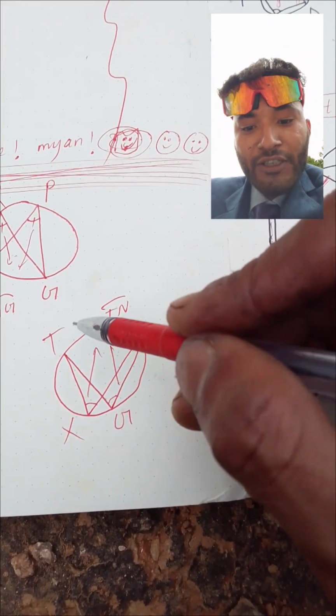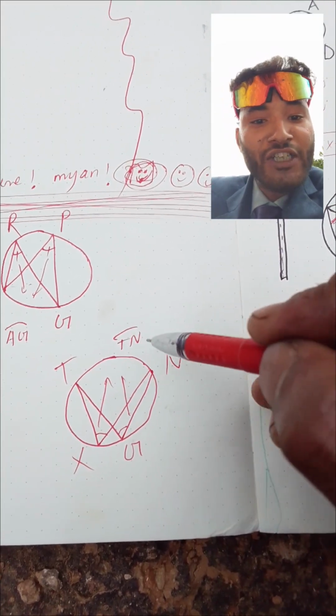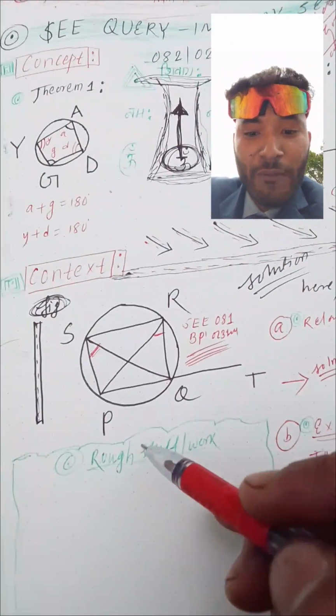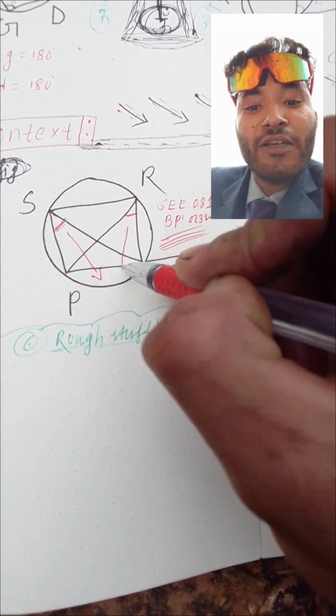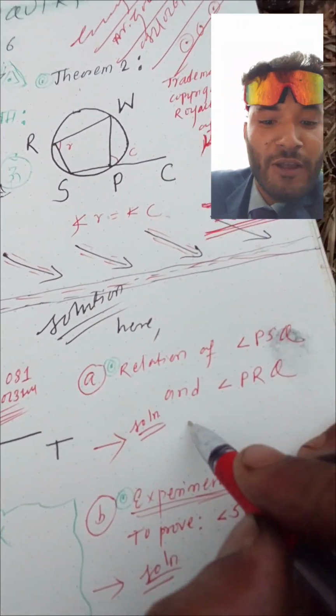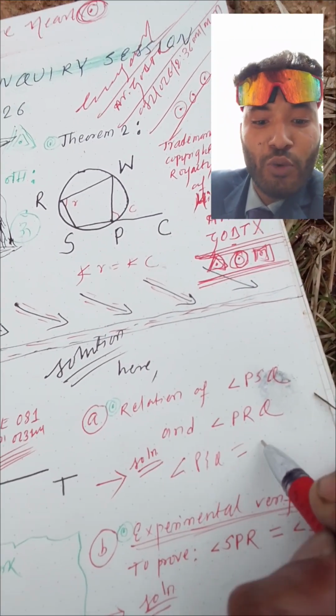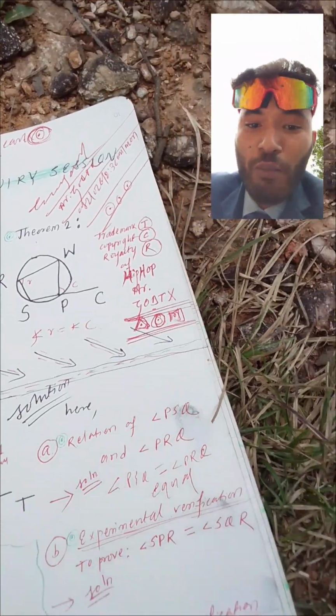Here, angle TXN and angle TGN are standing on the same arc TN. That's why they are equal. Same thing here: angle PSQ and PRQ are standing on the same arc PQ, right? That's why they are equal. So the relation is angle PSQ is equal to angle PRQ. Or simply you can write equal. Then you will get 1 mark, right?